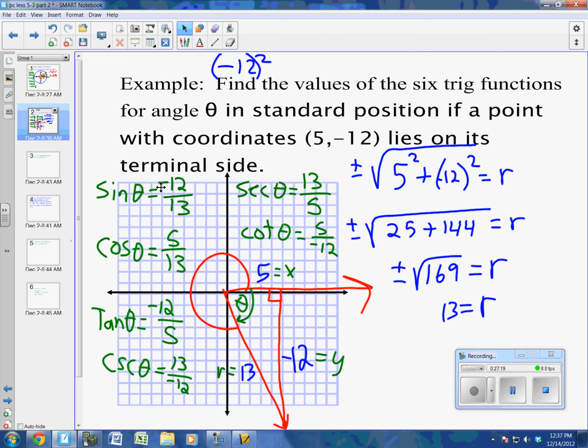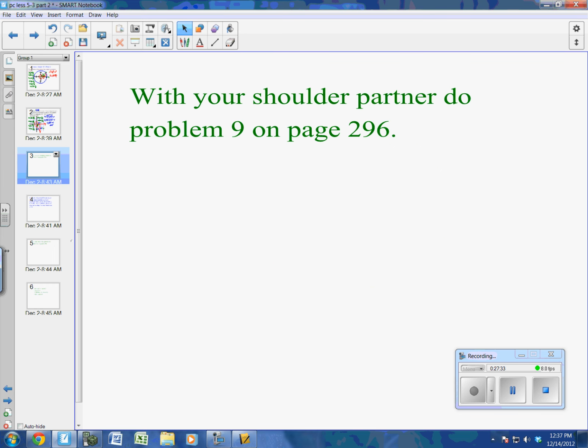Do you guys get this? Could you do a problem like that? Because guess what? There will be a problem like this on your test. There will also be a problem like this on your quiz next week. Okay? I would like everybody right now to turn to page 296, and with your shoulder partner, I want you to do problem number 9. I'll give you a few minutes.